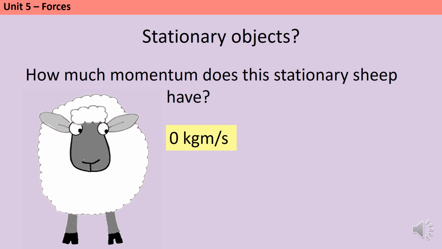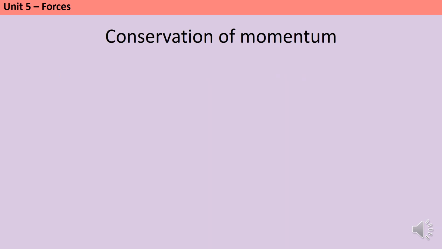Well, this object is not moving, so it has no tendency to keep moving. And so without doing a calculation, you can always say that a stationary object has zero momentum. In order for us to use momentum to make predictions about how an object is going to move in the future, we need to understand something called the conservation of momentum.